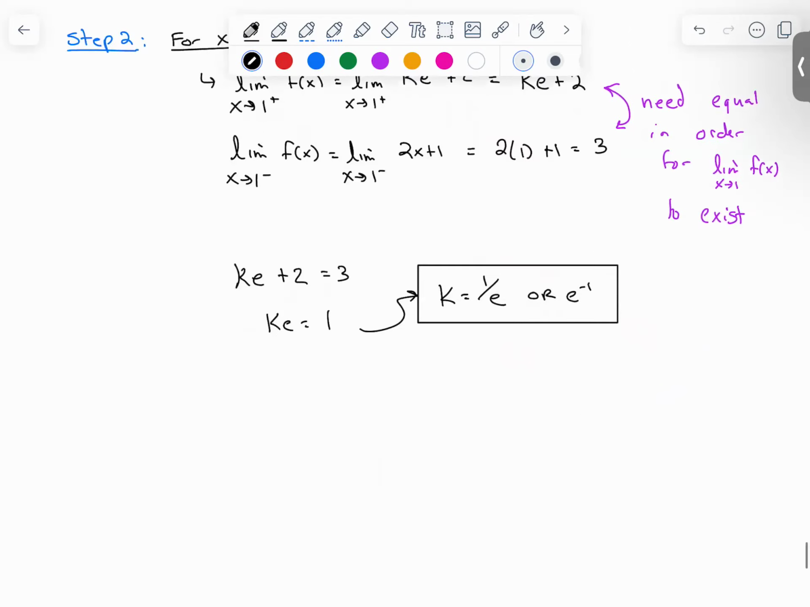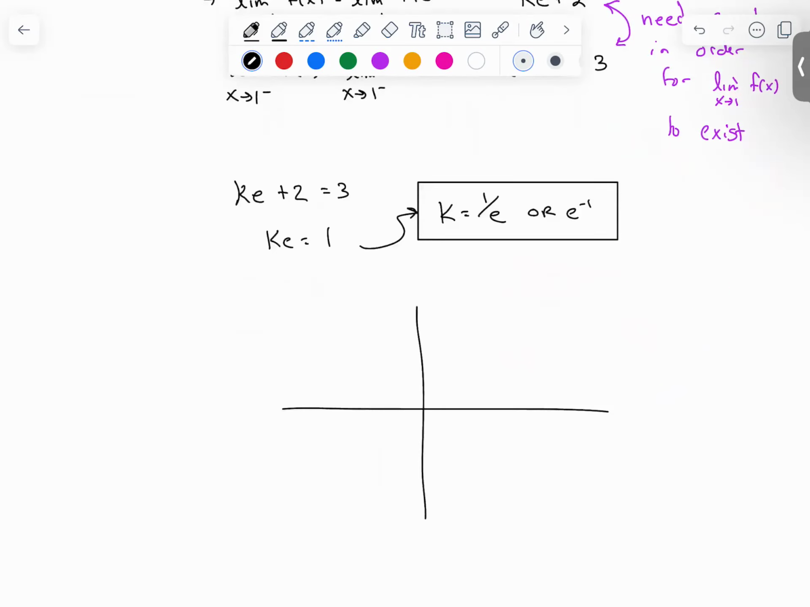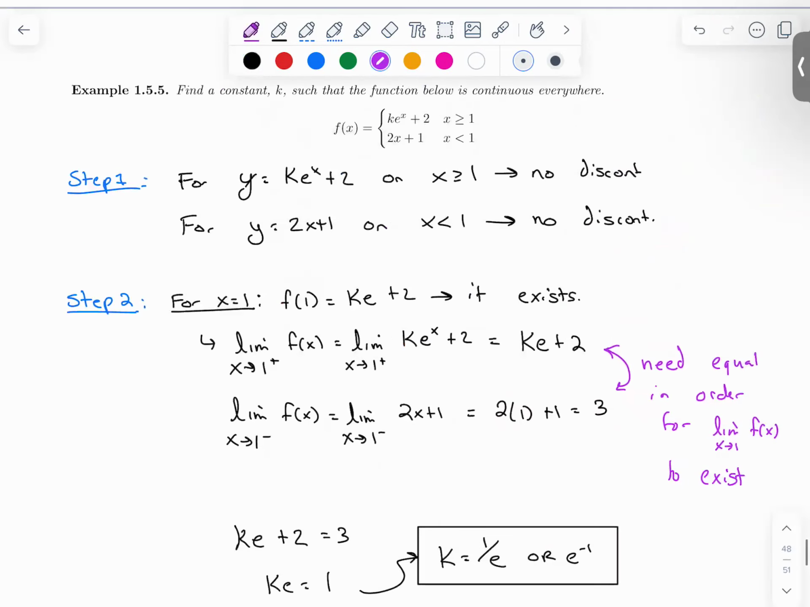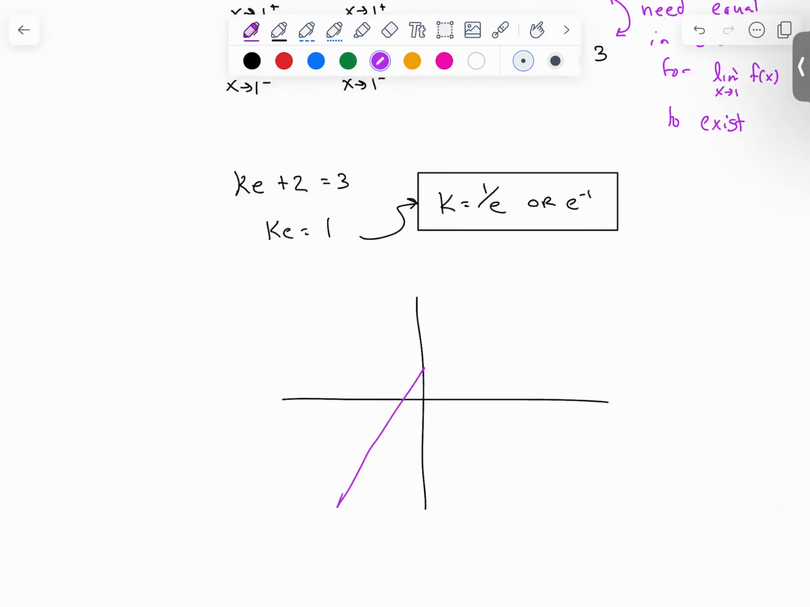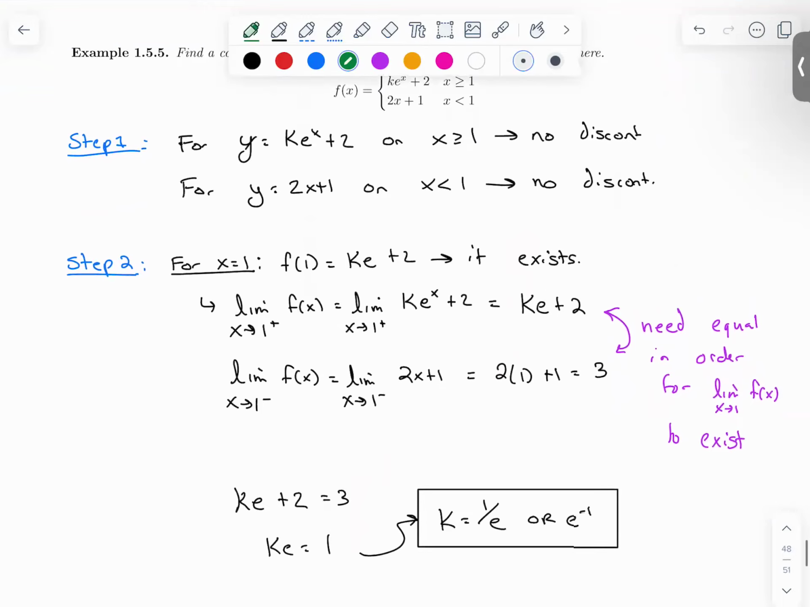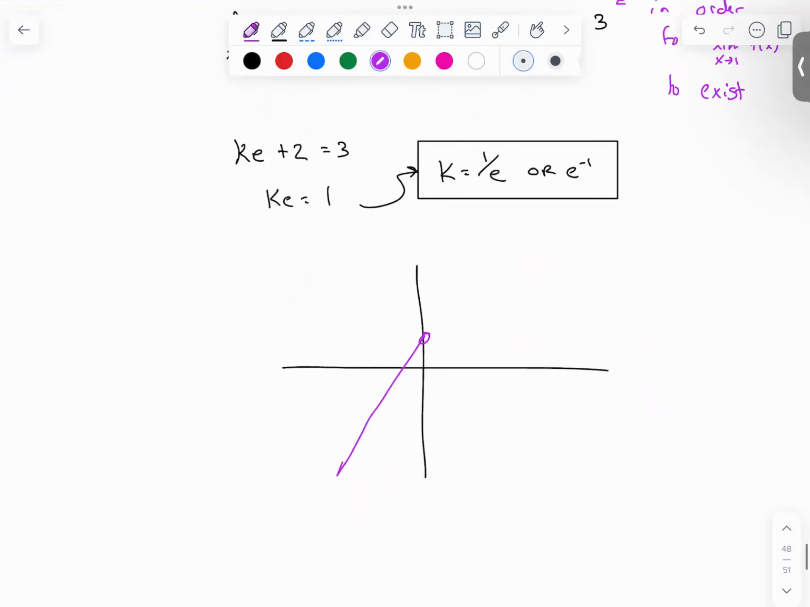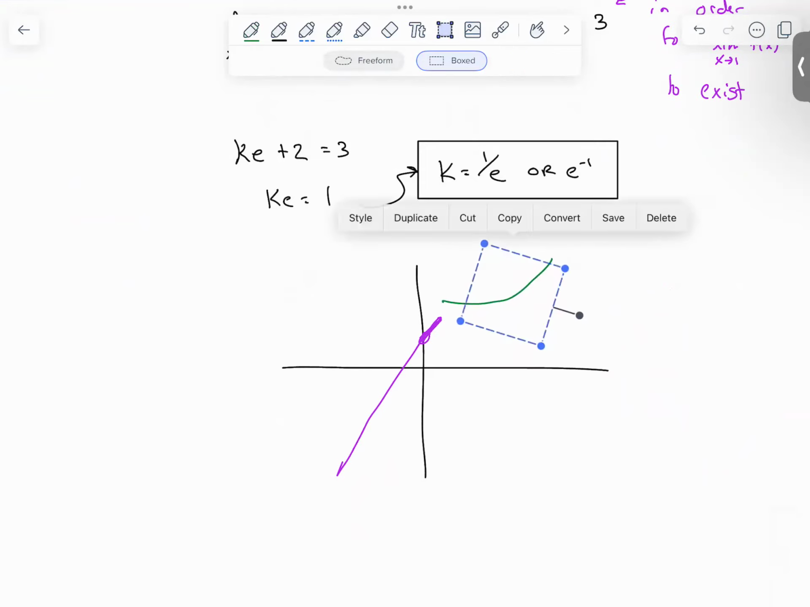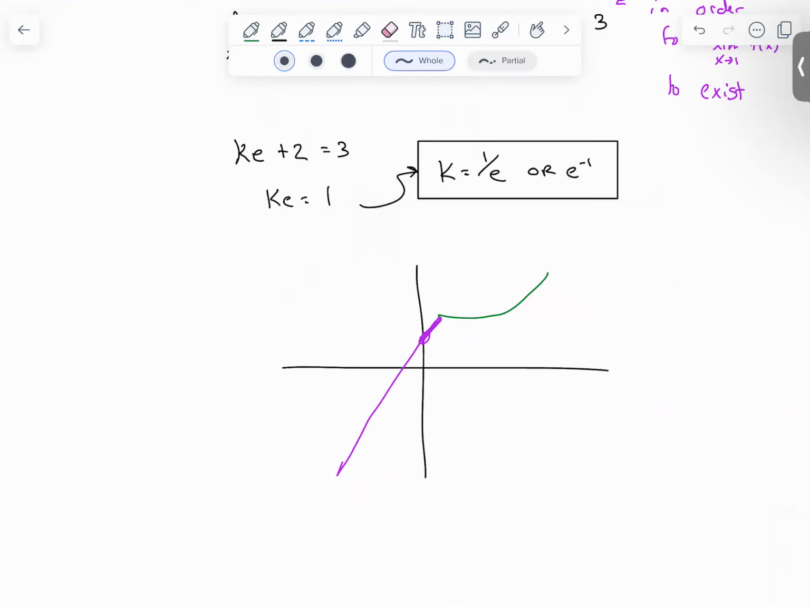What'll end up happening is, 2x plus 1 looks like this for values less than 1. And then depending on what k is, the curve will start to look like this, and it'll start shifting, make it look like this. And then eventually, once you get k equals 1/e, it'll connect and make it continuous. Very fun project to do.